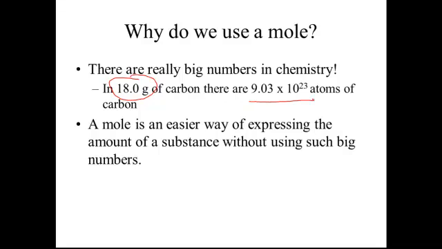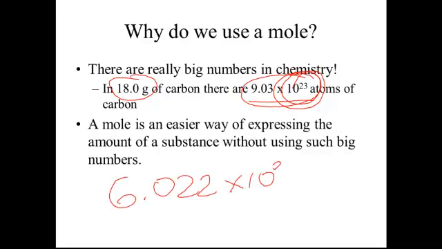So a mole is just an easier way of expressing the amount of a substance without having to use such big numbers. It's kind of like scientific notation, how we take a really big number and we make it appear smaller, or we take a really small number and we make it appear bigger. With a mole, we're doing a similar thing, where we're taking a great big number, a number that's so big that we can't even really understand it, and we're using it to convert it to a smaller, more manageable number. So again, the number is 6.022 times 10 to the 23rd.